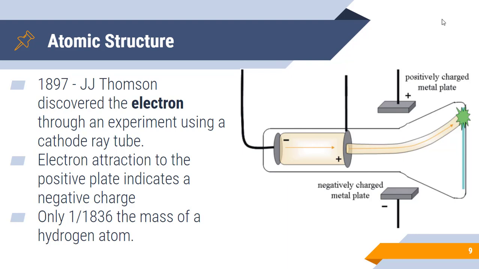To learn a little bit more about the atomic structure, we have to look a little bit further into the future, into 1897, where a man by the name of J.J. Thomson discovered the electron through an experiment using a cathode ray tube. The attraction to the positively charged plate indicated that there was a negative subatomic particle present. Now, electrons are very, very small. He actually calculated that this was only 1,836th the mass of a hydrogen atom. Keep in mind that a hydrogen atom typically only contains one proton. This means that the electron has a very, very small mass, especially in relation to what would be inside the hydrogen atom.